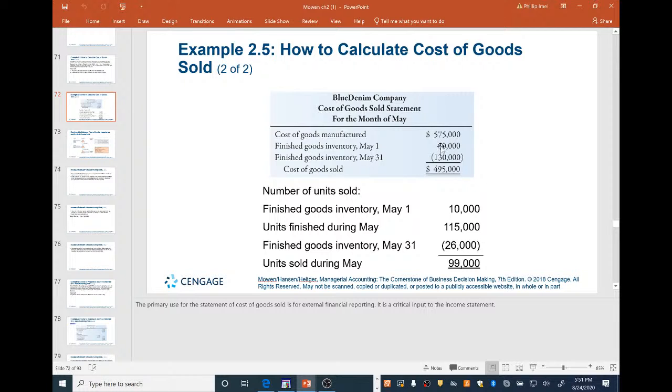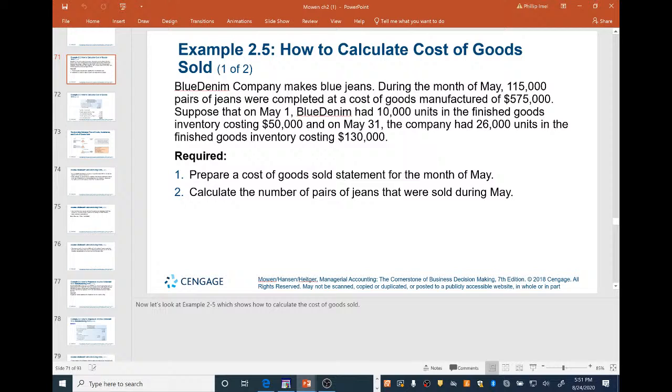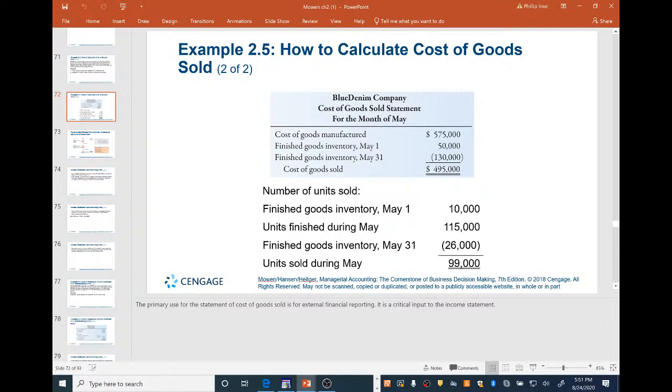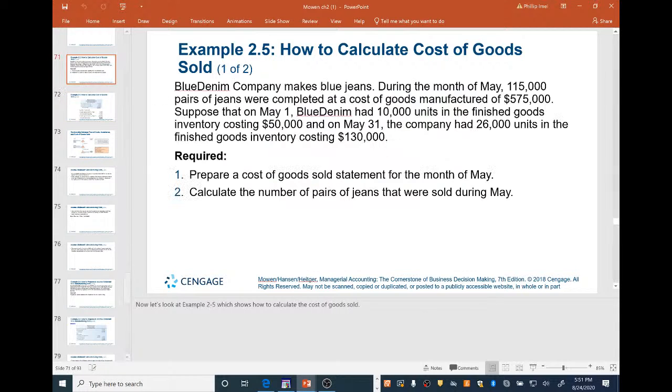Now, the next thing it asked for here was the number of pairs of jeans that were sold during May. So let's look at that information one more time. We'll work through this together. Finished goods inventory on May 1 was 10,000, the beginning finished goods inventory. Units finished during May was 115,000, because during the month of May, 115,000 pairs of jeans were completed.